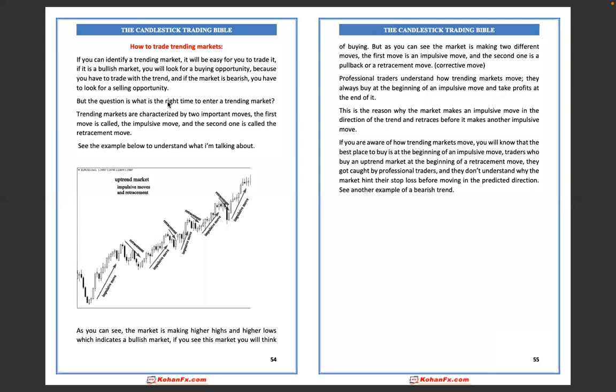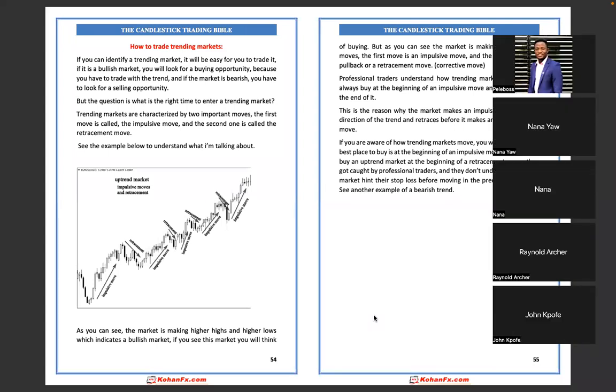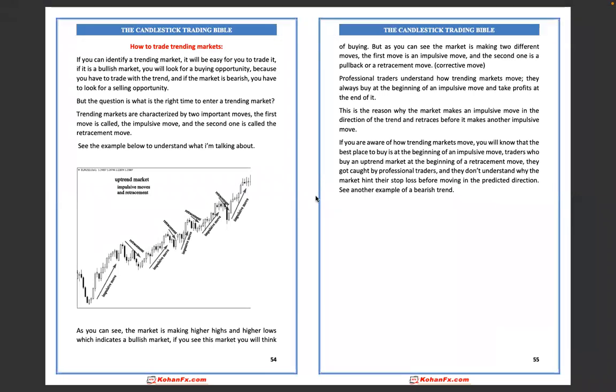So the question is, what is the right time to enter a trending market? I think this is our biggest question. Everybody seems to ask me this question. And it is very, very easy. Identify the trend of the market. If it's in an uptrend, you are going to buy. So at least you know what to do, just that you don't know when to get in. If you're able to tell the trend of the market, then you know what to do: you are going to buy or sell.